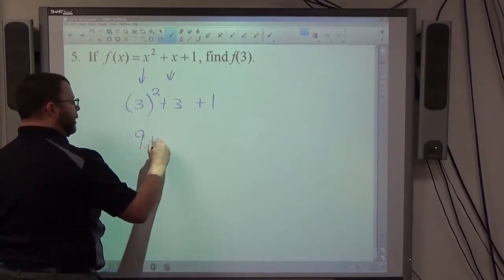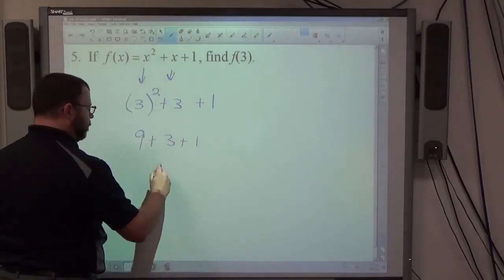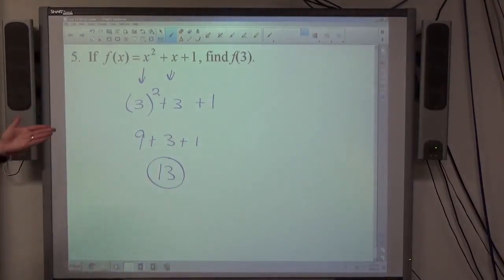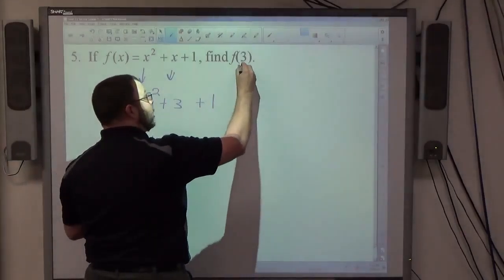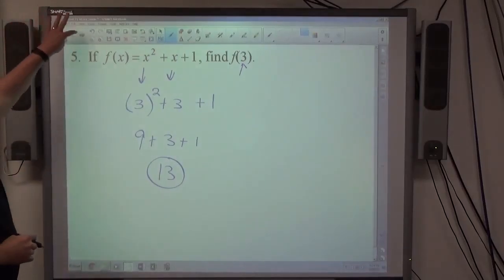3 squared is 9. And once I did the squaring, all that's left is addition. 9 plus 3 plus 1 is 13. So that's all a functional value is. Substitute x with the number that's right there. And again, whatever's happening to x is happening to the substitution.